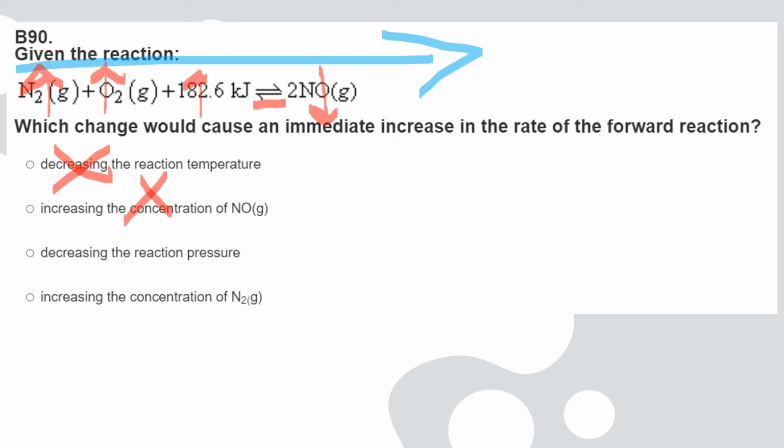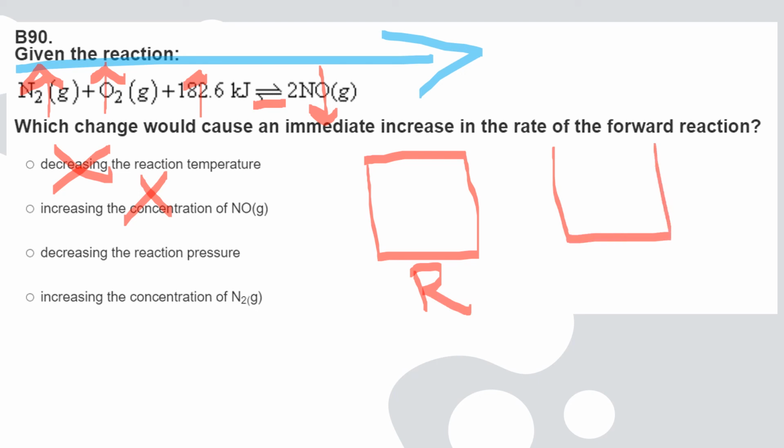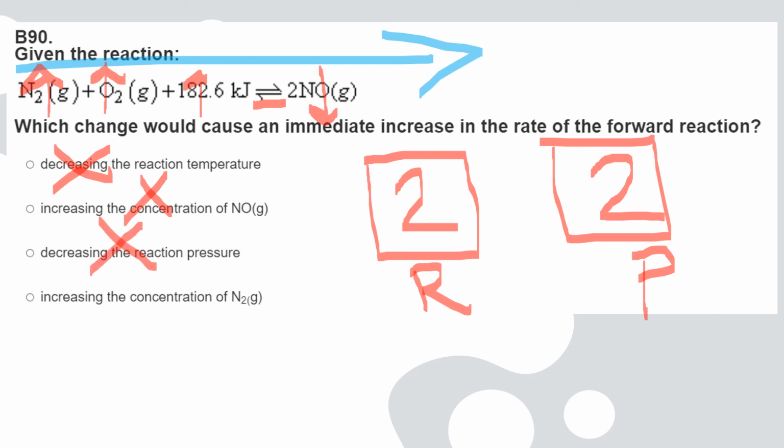Is it decreasing pressure? Well, I didn't look at pressure yet, but let's look at it. Let's make a box for reactants and a box for products. How many reactant gas molecules do I have? Well, I have one N2 and one O2, so 2 total molecules. How many product gas molecules do I have? 2 NOs, so 2 total. So since the number of molecules is the same on both sides, pressure does nothing. Well, this better be the right answer. Increasing N2. Oh, yep, that's what I said. Increasing N2.